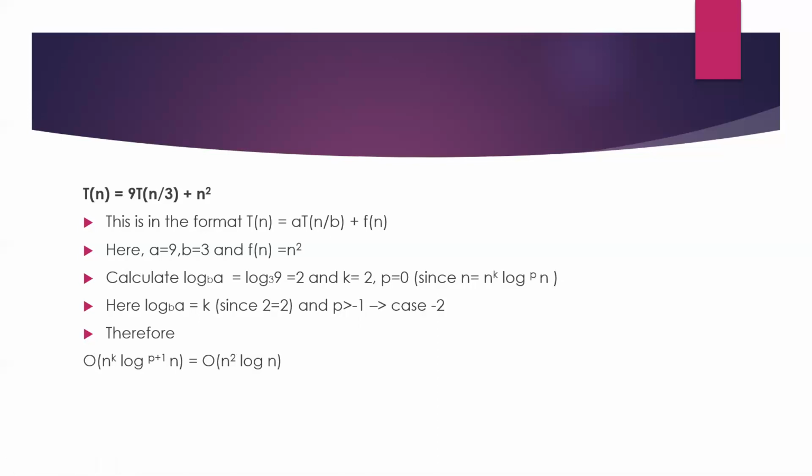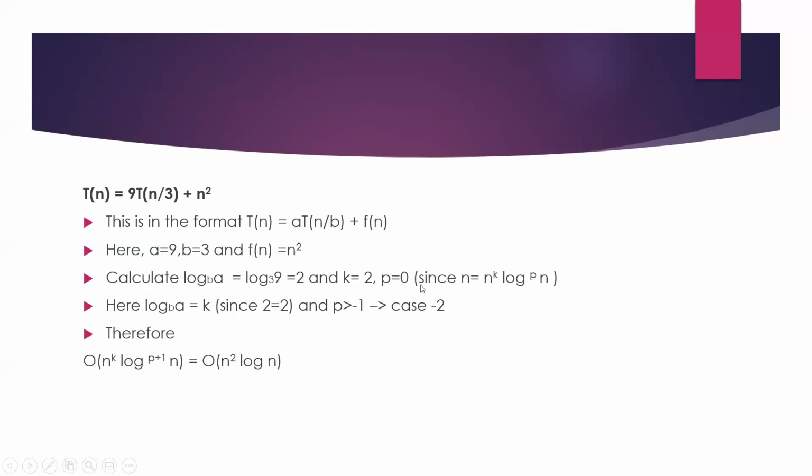Now let's check an example in case 2, that is T of n is equal to 9 T of n by 3 plus n square. This will be in the format of T of n is equal to a into T of n by b plus f of n. So from here we can obtain that the a value is 9 and the b value is 3 and f of n is equal to n square. Now calculate log a to the base b. The value will be equal to log of 9 to the base 3. 9 can be written as 3 square. So log 3 to the base 3 will be equal to 1, and we'll have 2 at the front. So the value will be equal to 2.